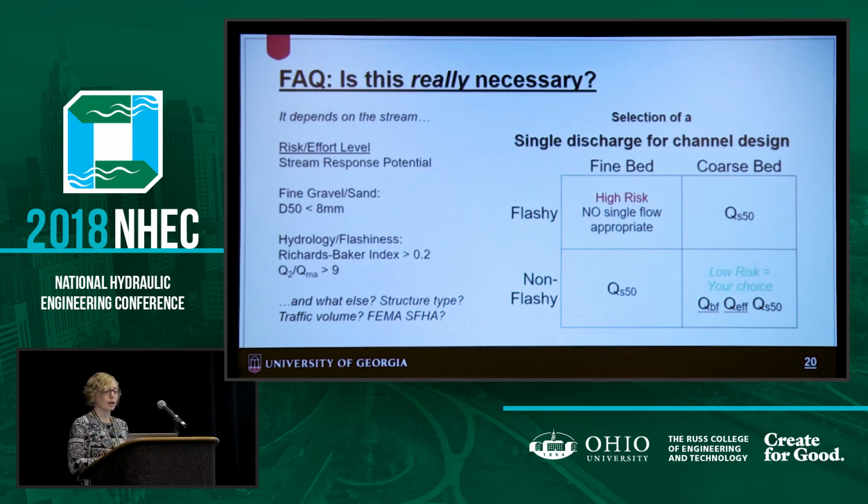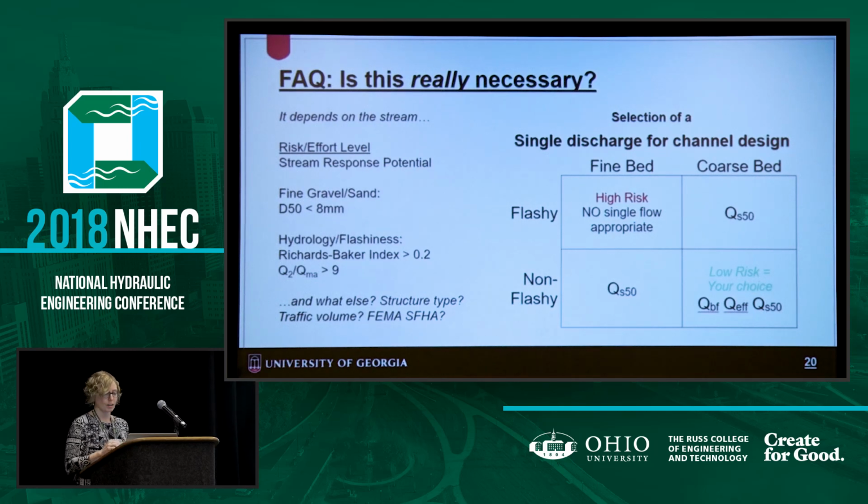This chart that you see on the right-hand side is not actually in the publication, but was developed by Dan Baker, who was one of the authors of the publication. What you see is if you have a coarse bed stream and non-flashy flows, great. It's low risk. You get your choice. You can use a single design discharge for this. You don't have to go through all of the CSR ratio and all of the flow duration curve. So here are your choices: Q bank full, Q effective, or QS50. I want you to notice that Q10 and Q25 are not on this list.